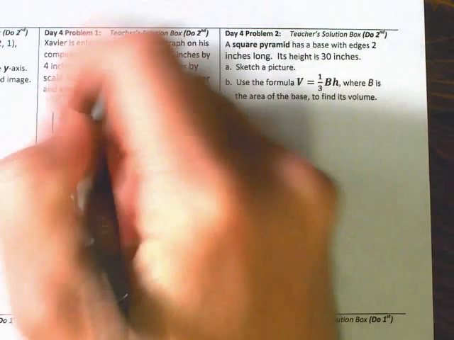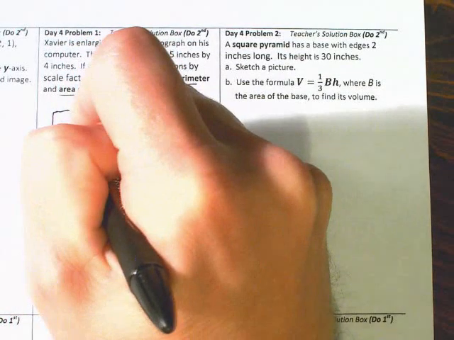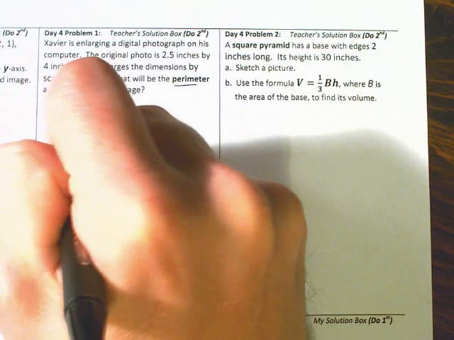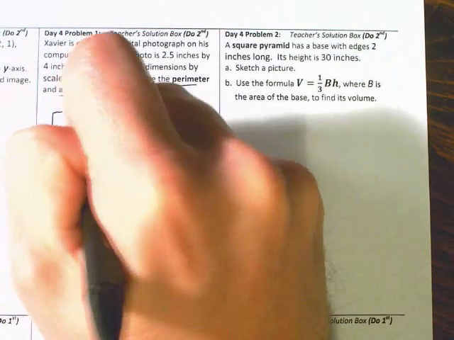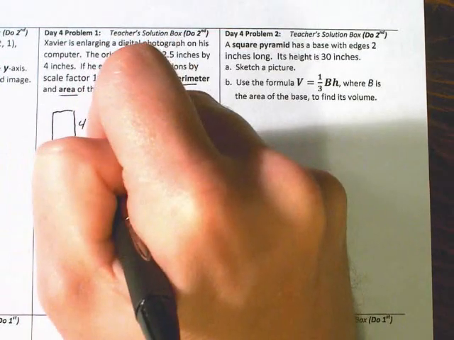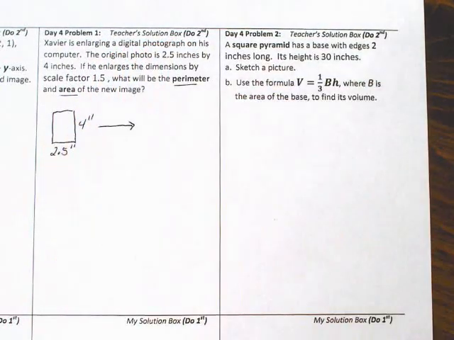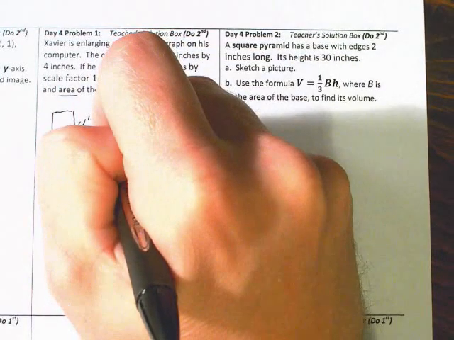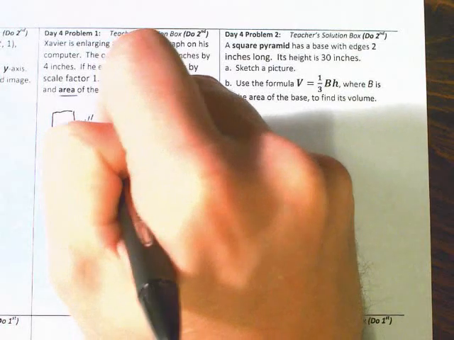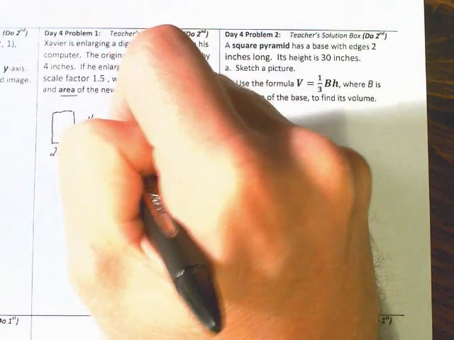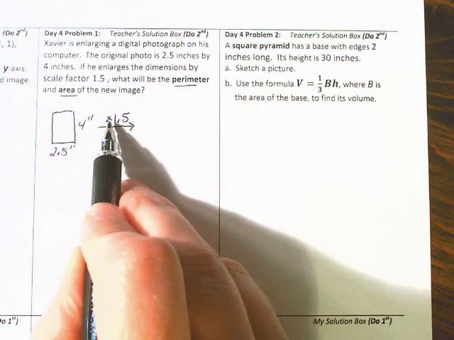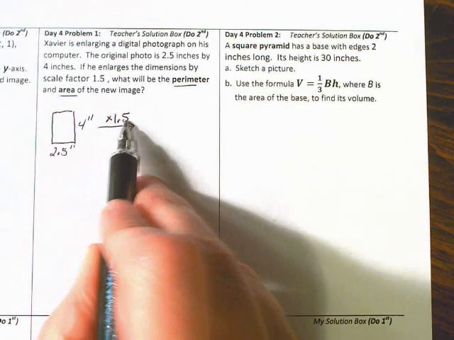the new image? I'm going to draw a rectangle to be the original photograph, and the dimensions of this are 2.5 inches by 4 inches, and Xavier is using his computer to transform this image. He is enlarging it with a scale factor of 1.5, and what we're going to end up doing with that scale factor is multiplying the dimensions of the original by 1.5. So let me label my arrow here just as a reminder to myself that I'm going to multiply by 1.5.